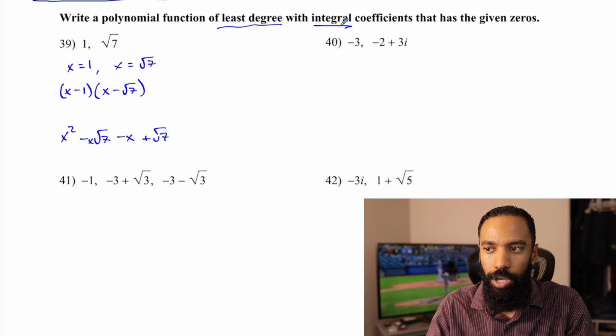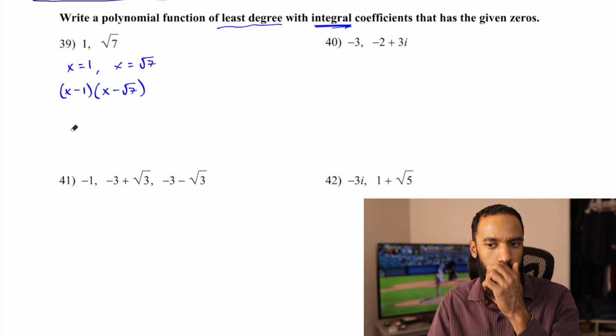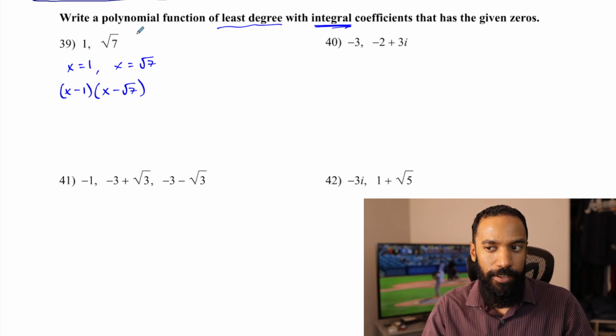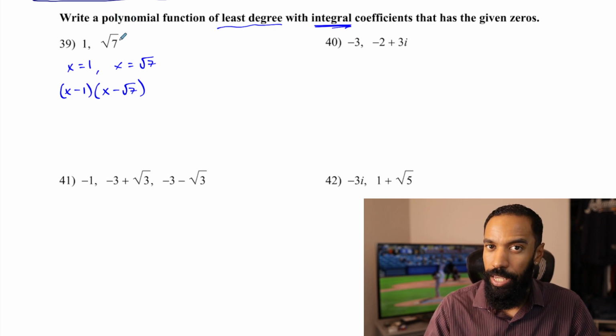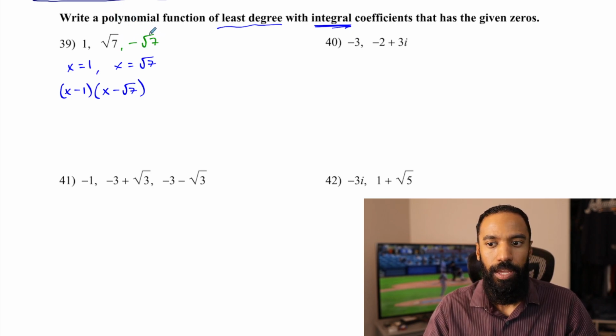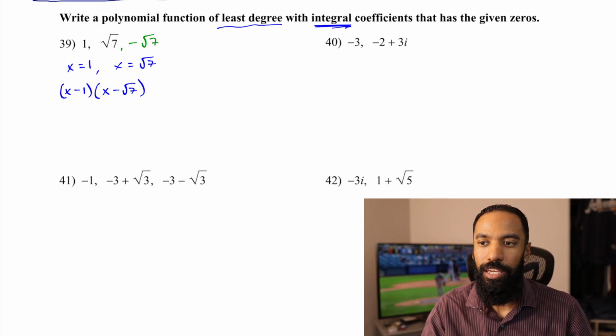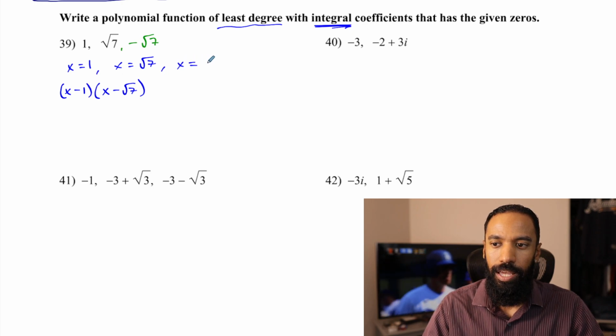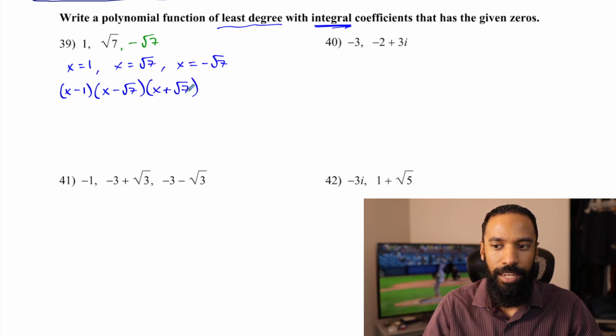These aren't integral coefficients right here. I have some root 7s in the way. How do I get them to be integral coefficients? If root 7 is one of your roots, its conjugate is also a root, negative root 7, I should say. There's a plus or minus root 7 thing going on here, and that's what we're going to include here. X equals negative root 7, so as a factor, that's x plus root 7.